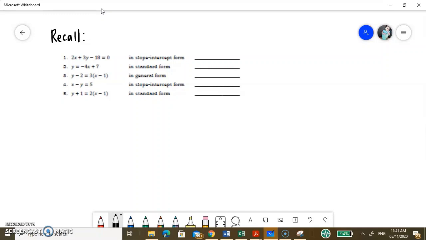So by applying the properties of equality, we can change a linear equation in two variables from one form to another, without changing the value of our equation. Okay, so let's try to do this one. Say for number 1, you are given 2x plus 3y minus 18 and you are asked to transform it into slope-intercept form. So yung slope-intercept form natin is y is equal to mx plus b, where m is your slope and b is your y-intercept.